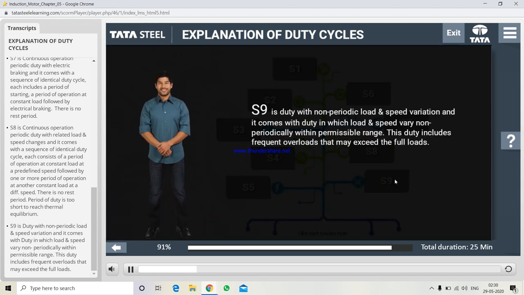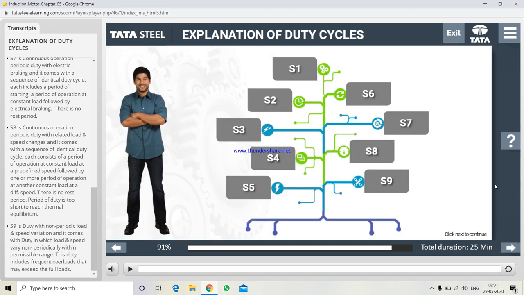S9 is duty with non-periodic load and speed variation and it comes with duty in which load and speed vary non-periodically within permissible range. This duty includes frequent overloads that may exceed the full loads. Click Next to continue.